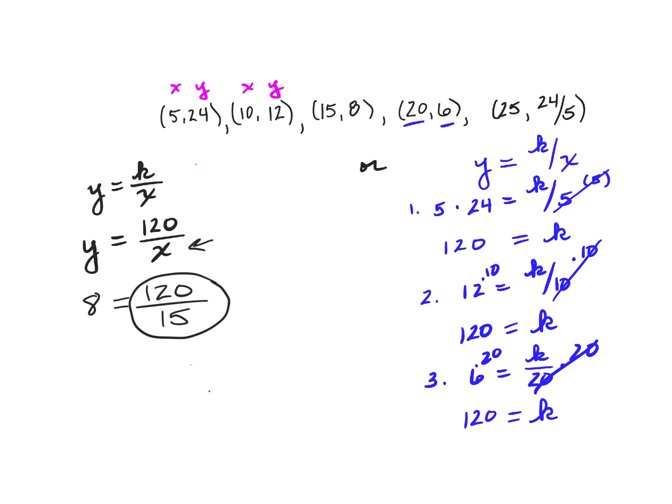And so that's really all there is to this. Check both models by just plugging in the values for x and y and solving for k. And then k has to come out the same every time, and then that's how you'll know you have the correct model. And then once you know what k is, you just plug that number in to the correct model, and you're done. You found your formula, okay?